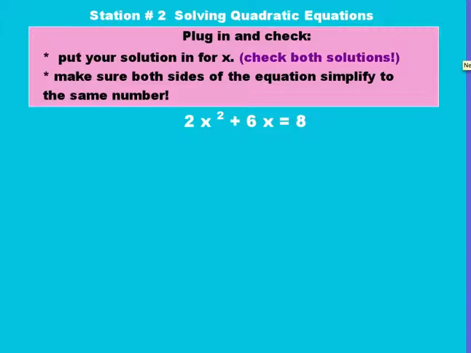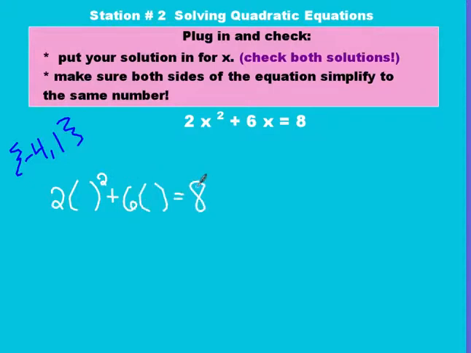Now, the responsible thing to do would be to plug in our 2 solutions and make for sure that they both work. So I'm first going to plug in negative 4. Now I always go through and just leave empty parentheses everywhere there's an x in the original problem. And then I go in and I put negative 4 everywhere I see an x or a blank. So let's see, we've got 2 times 16. Parentheses are very important. If you just want to type the left side in your calculator, parentheses are very important.